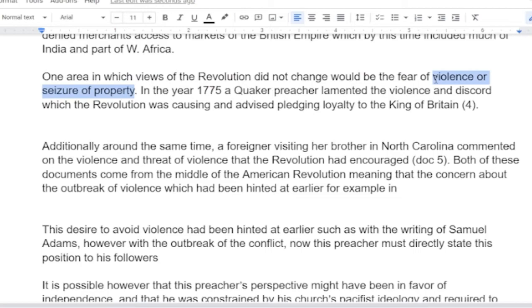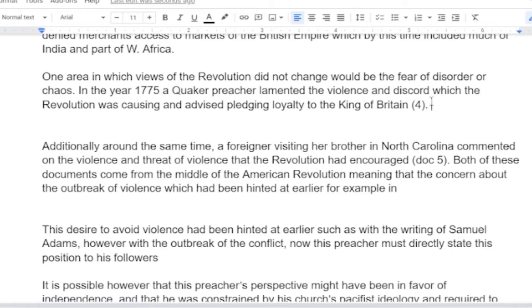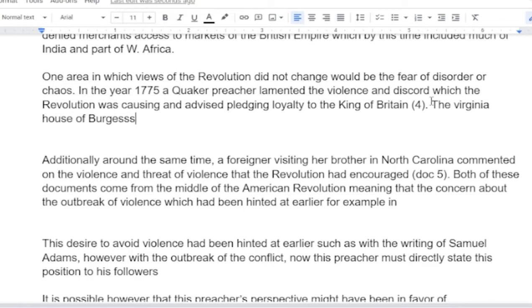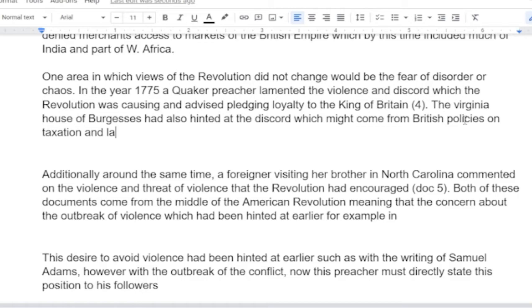With the fear of disorder or chaos, the Virginia House of Burgesses had also hinted at the discord which might come from British oppression, which, that's document number two, hinted at the discord that might come from British policies on taxation and law. But now it seems that those policies predicted violence, that predicted chaos has come to pass.